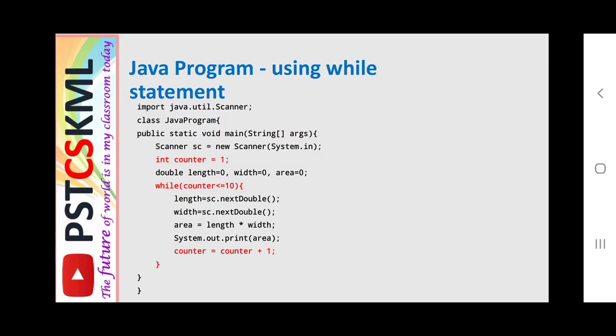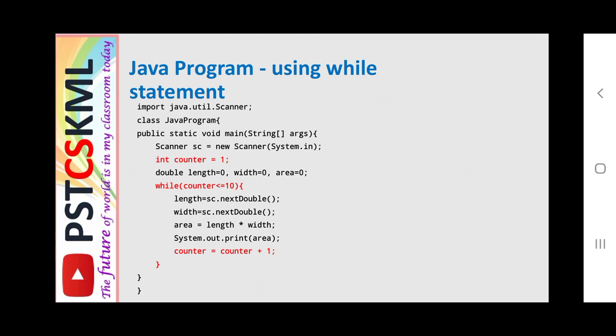Okay, now we change our pseudocode into coding. We know that our initialized value is 1 and our loop will terminate after 10. When we reach 11 it will terminate, and our increment is counter equals counter plus 1. Okay, this is the coding for the while control structure.